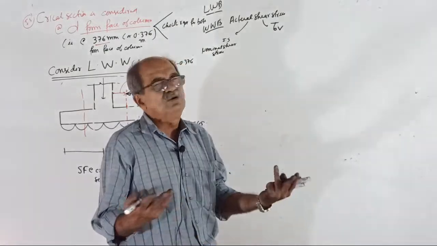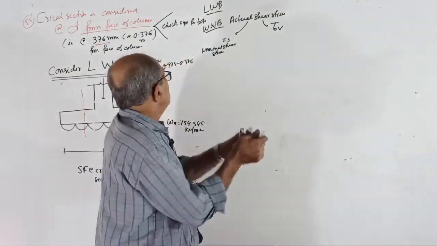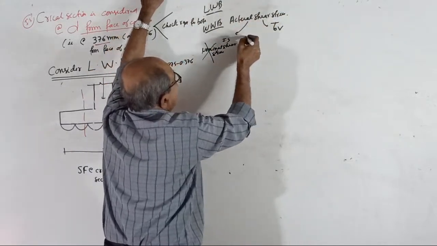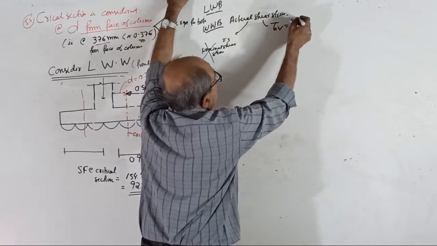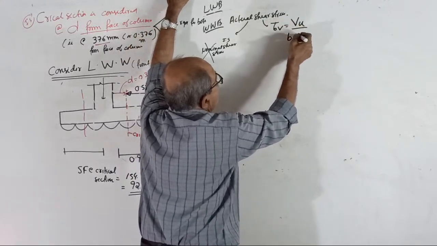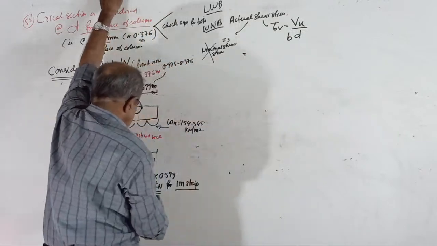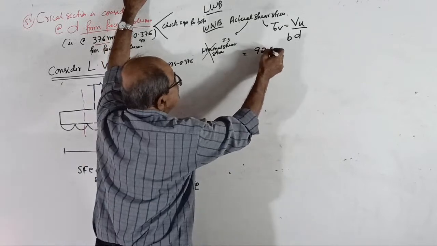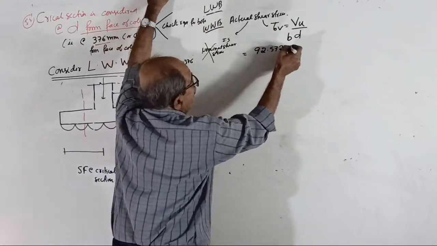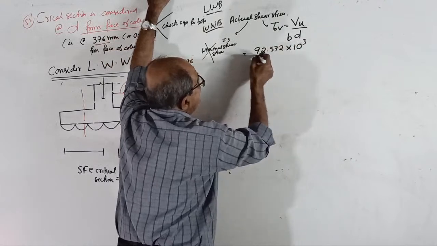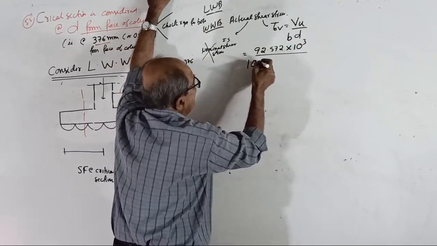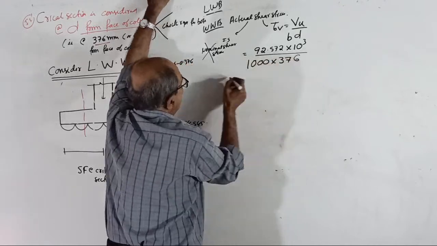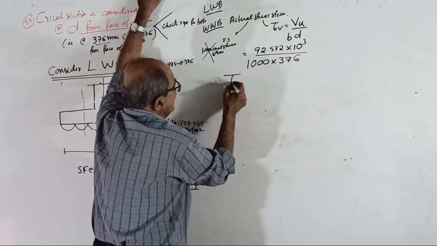They will say, okay, David, I told you in the shear class that nominal is nonsense. It is the actual shear stress. Tau V equal to what? Vu divided by b d. Start. Shear force how much? 92.572 in kilonewton, multiply by 10 to the power 3, divided by b is 1000, d is 376. Fast, tell me what is shear stress tau V.